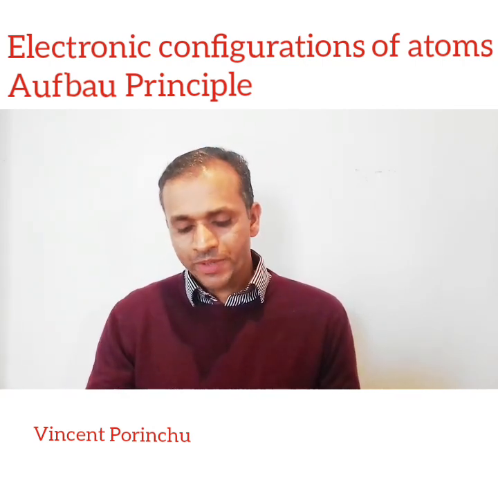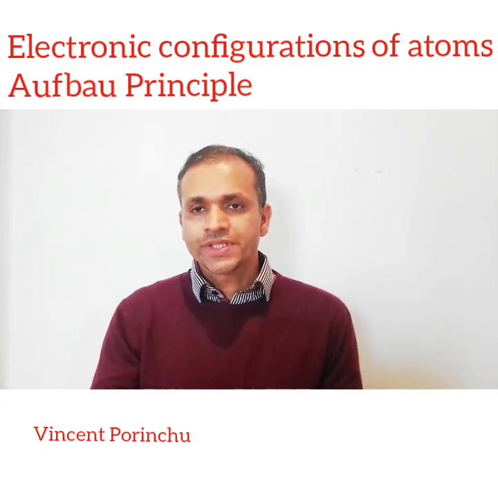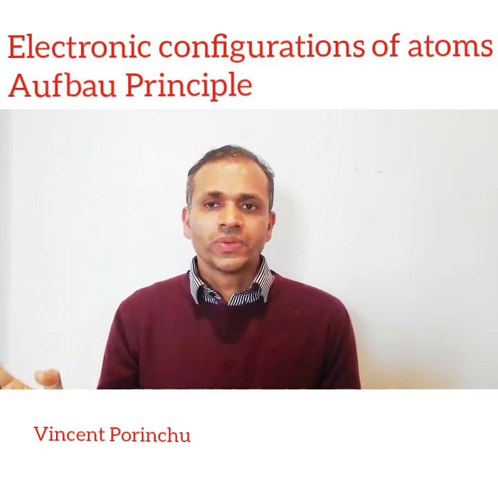According to the Aufbau Principle, when building up the electronic configuration of an atom in its ground state, the electrons occupy the lowest available energy level. In the case of the nitrogen atom, the 1s orbital has lower energy than 2s, and the 2s orbital has lower energy than 2p. So according to the Aufbau Principle, 2 electrons go to the 1s orbital first, then the 2s orbital, then the 2p orbitals.